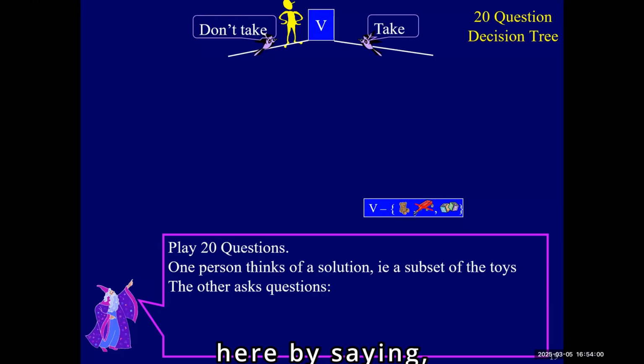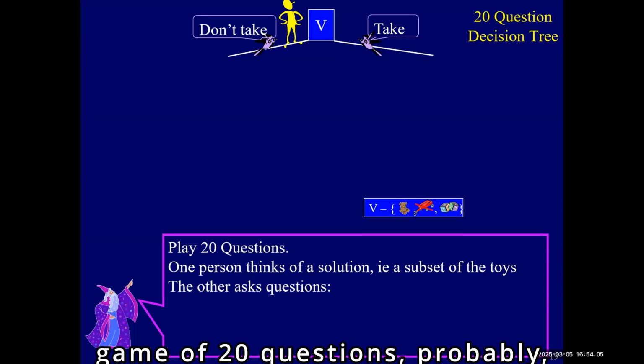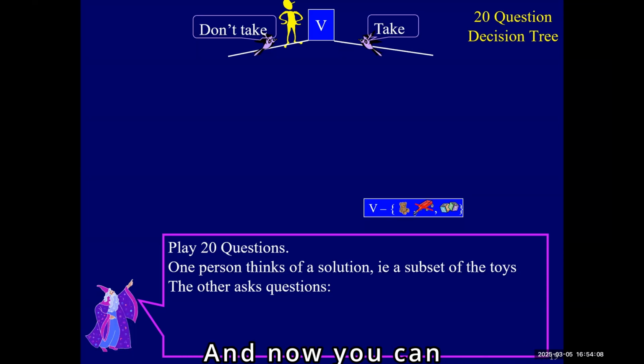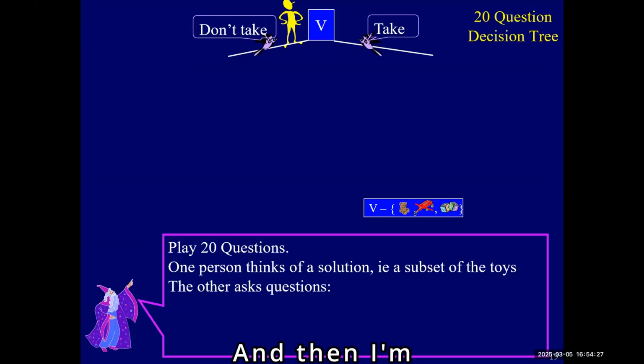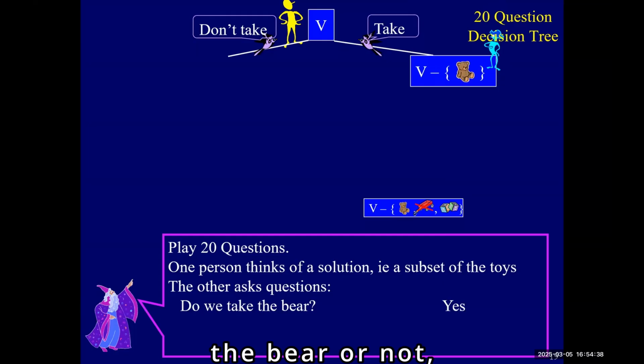I'm just starting here by saying, you all know the game of 20 questions, probably, right? Think of an animal, and now you can ask a question about it. So in this case, you think of a subset of the toys. There are a bunch of objects, some are going to go in the knapsack and some aren't, and you decide which ones go in the knapsack. Then I ask, hey, that last object, do I put it in or not? Do we take the bear or not?